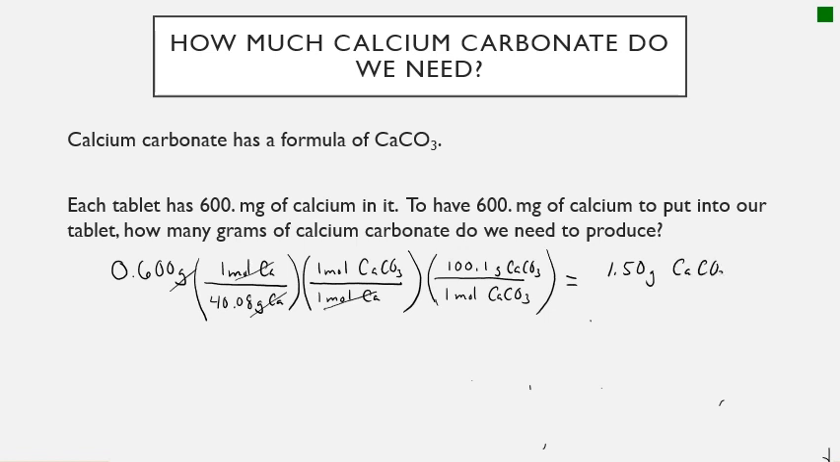So what does that mean? Just to remind ourselves, to get 0.6 grams of calcium, 600 milligrams of calcium, I actually need 1.50 grams of calcium carbonate because the calcium carbonate has other things besides calcium. It has carbon, it has oxygen, just the calcium itself, that's only 0.6 grams of it.